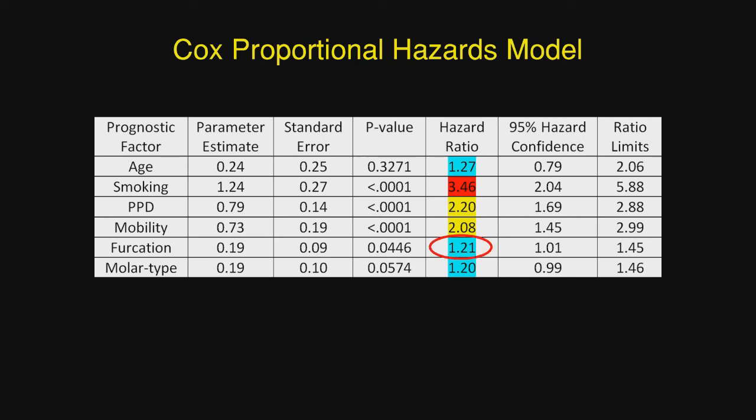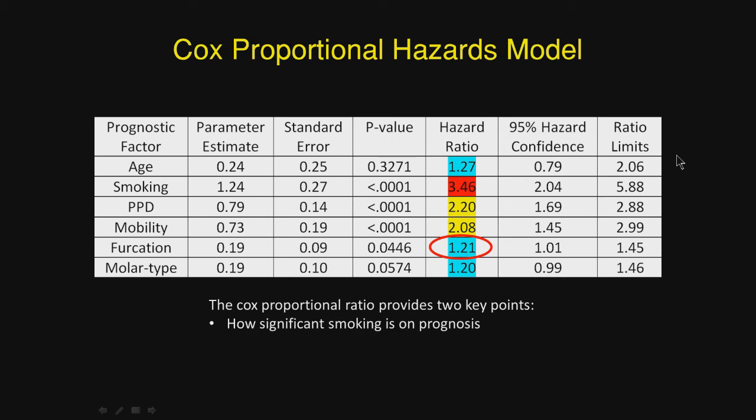So what this study does, it provides two key points. First of all, it shows how significant smoking is on prognosis, and it also shows that furcation involvement is not nearly as significant as we have all been told and believe.